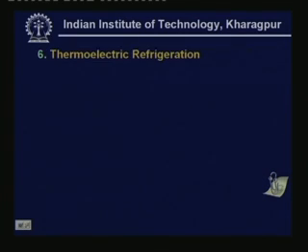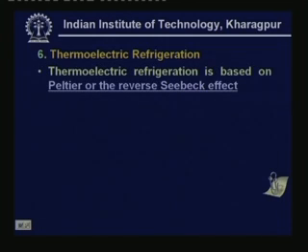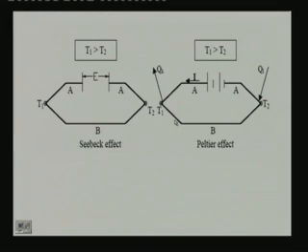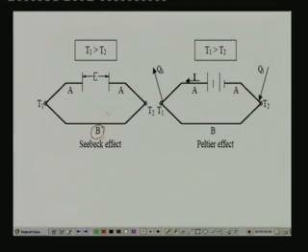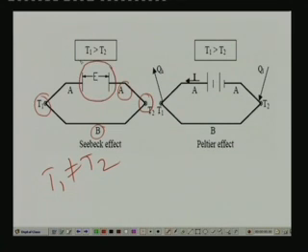Now let us look at thermoelectric refrigeration. Thermoelectric refrigeration is based on what is known as Peltier or reverse Seebeck effect. So what is reverse Seebeck effect? Suppose we have two materials, dissimilar materials A and B, and these two materials are joined. So we get two junctions, junction 1 and 2. Okay, and if you maintain these two junctions at two different temperatures, that means T1 is not equal to T2, then you find that an EMF is developed. Okay, because of this temperature difference. This effect is known as Seebeck effect, and this is the principle behind temperature measurement using thermocouples.